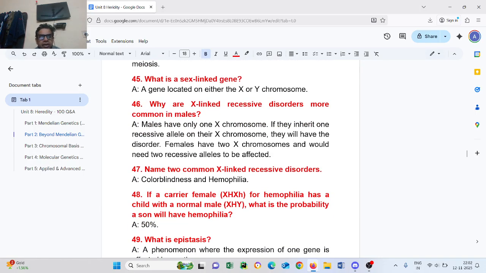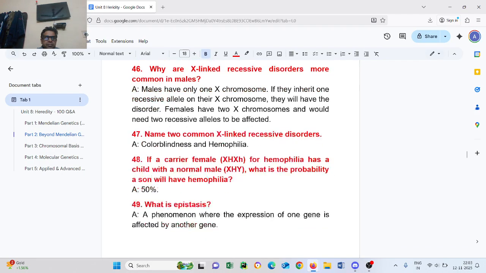Question number 47. Name two common X-linked recessive disorders: color blindness and hemophilia. If a carrier female, XHXh, for hemophilia has a child with a normal male, XHY, what is the probability of a son having hemophilia? 50%.